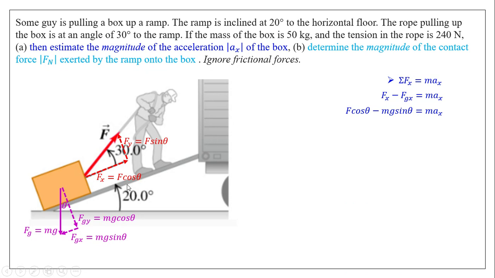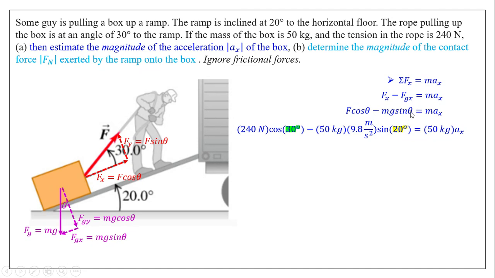F is F cosine theta, and then F of Gx is mg sine theta, which is going to be max. But here, F is 240. Cosine of this particular force that's being applied is 30 degrees. So it's important that you plug in the right angle here and not get mixed up with the angles. Here, this is cosine of 30. The mass here is 50 kilograms, and then 9.8 for g. Once again, the negative sign is already taken care of, so plug in positive 9.8 here.